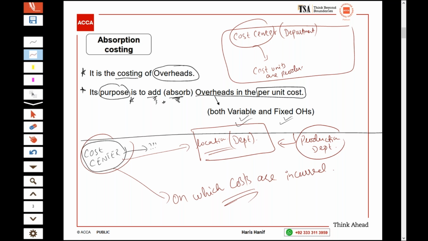In the cost center, cost units are produced. Imagine there is a production room. That production room is known as the cost center. And in that production room, you are producing mobile phones. The mobile phones are the units. So you can say that units are produced in the cost center.